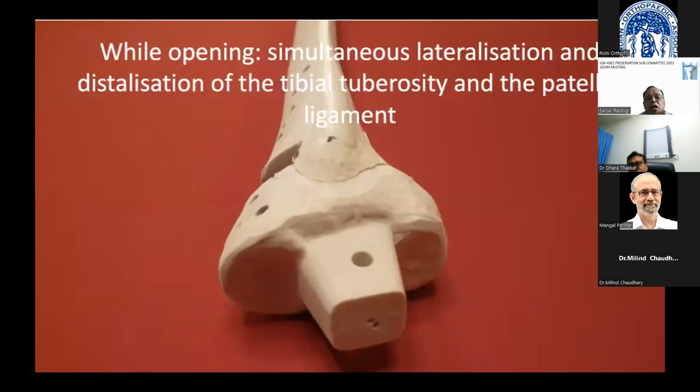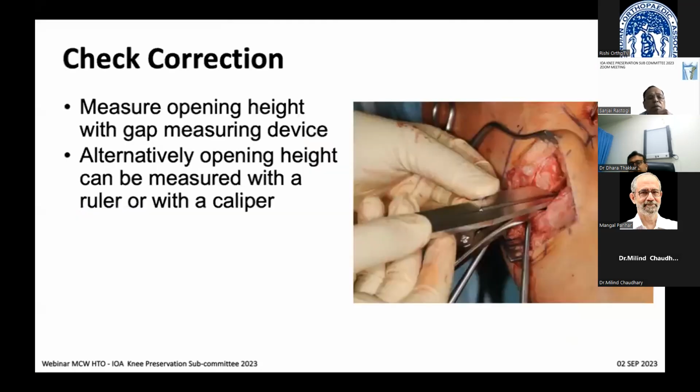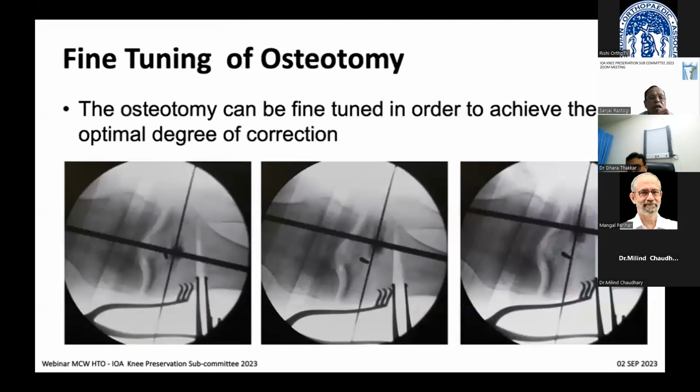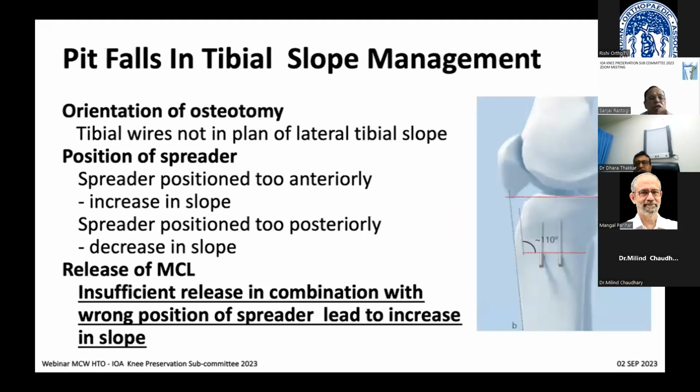While opening the osteotomy, simultaneous lateral displacement of the tuberosity takes place with lateralization. For an average 10 mm distalization, there is 3 to 4 mm lateral translation. Then we measure the opening, and then we can fine tune with the spreading chisel by seeing the alignment rod or a diathermy cable from the head of the femur to the ankle joint, and it should pass through the Fujisawa point for the correction.